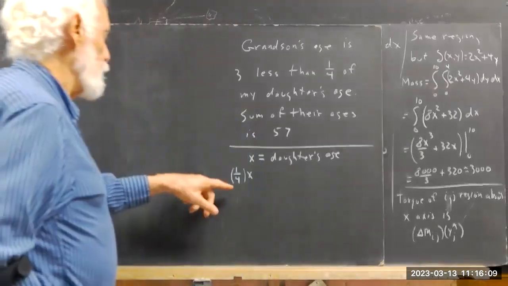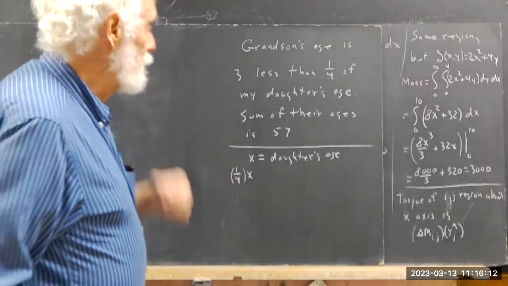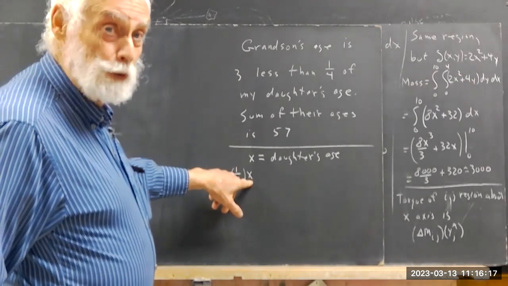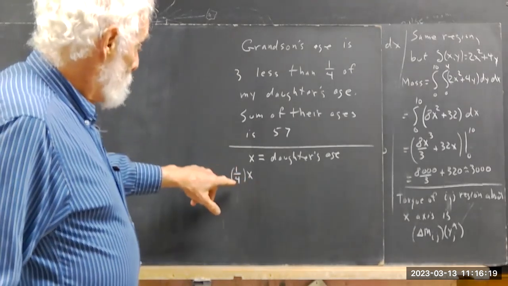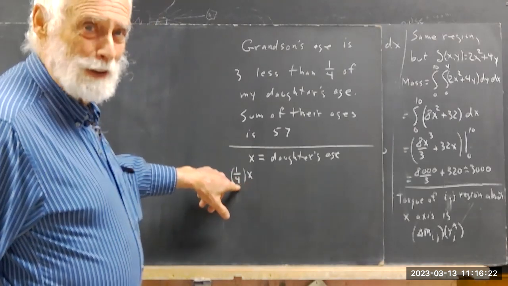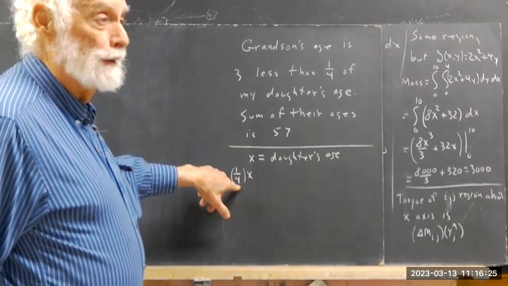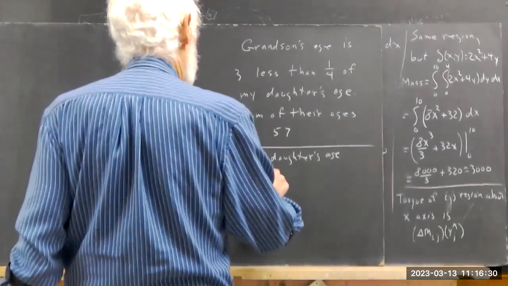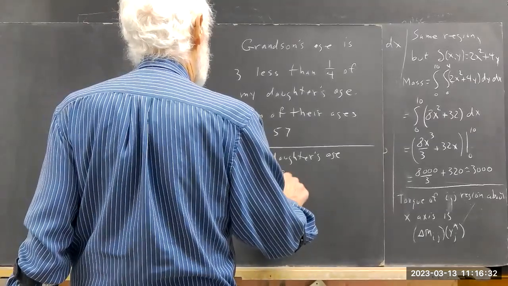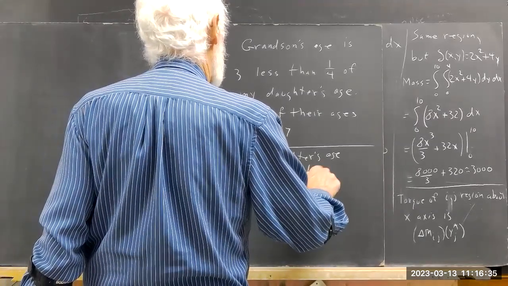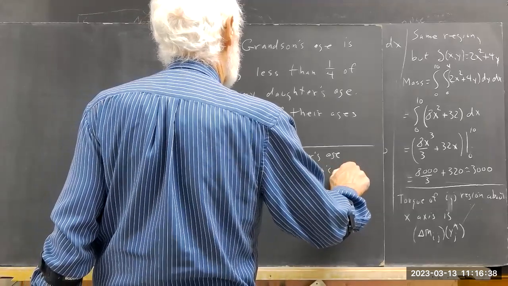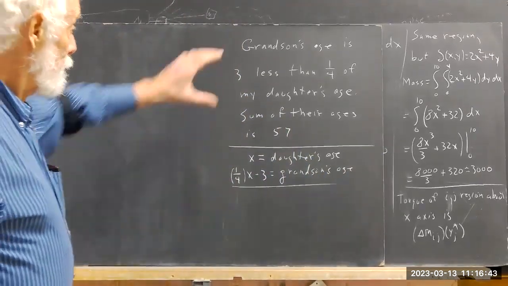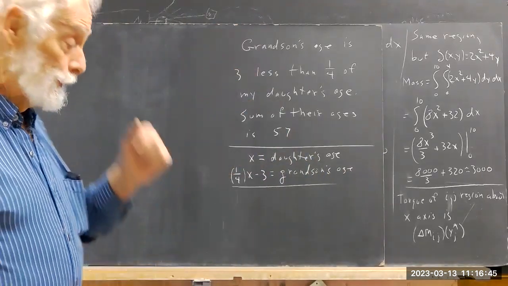I'm going to write this as a parentheses 1/4 X, because a lot of times, if you have a fraction times X with no denominator on X, the X will migrate into the denominator. It's real easy to do that, and I see that a lot. So you want to be careful about that. But then 1/4 X minus 3 would be the grandson's age. And I think that's pretty obvious, everybody, exactly what the problem says.